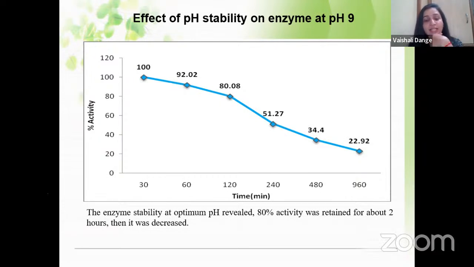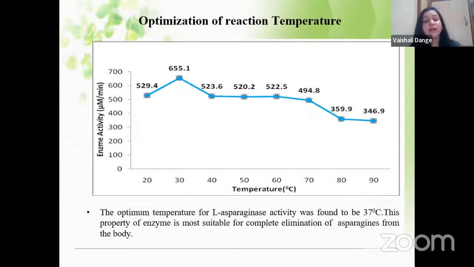So here you can see the 80% activity is retained, and after that it will decrease gradually. So here you can see that. Next is the optimum temperature. So for asparaginase activity, we found 37 degrees Celsius as the highest optimum temperature.